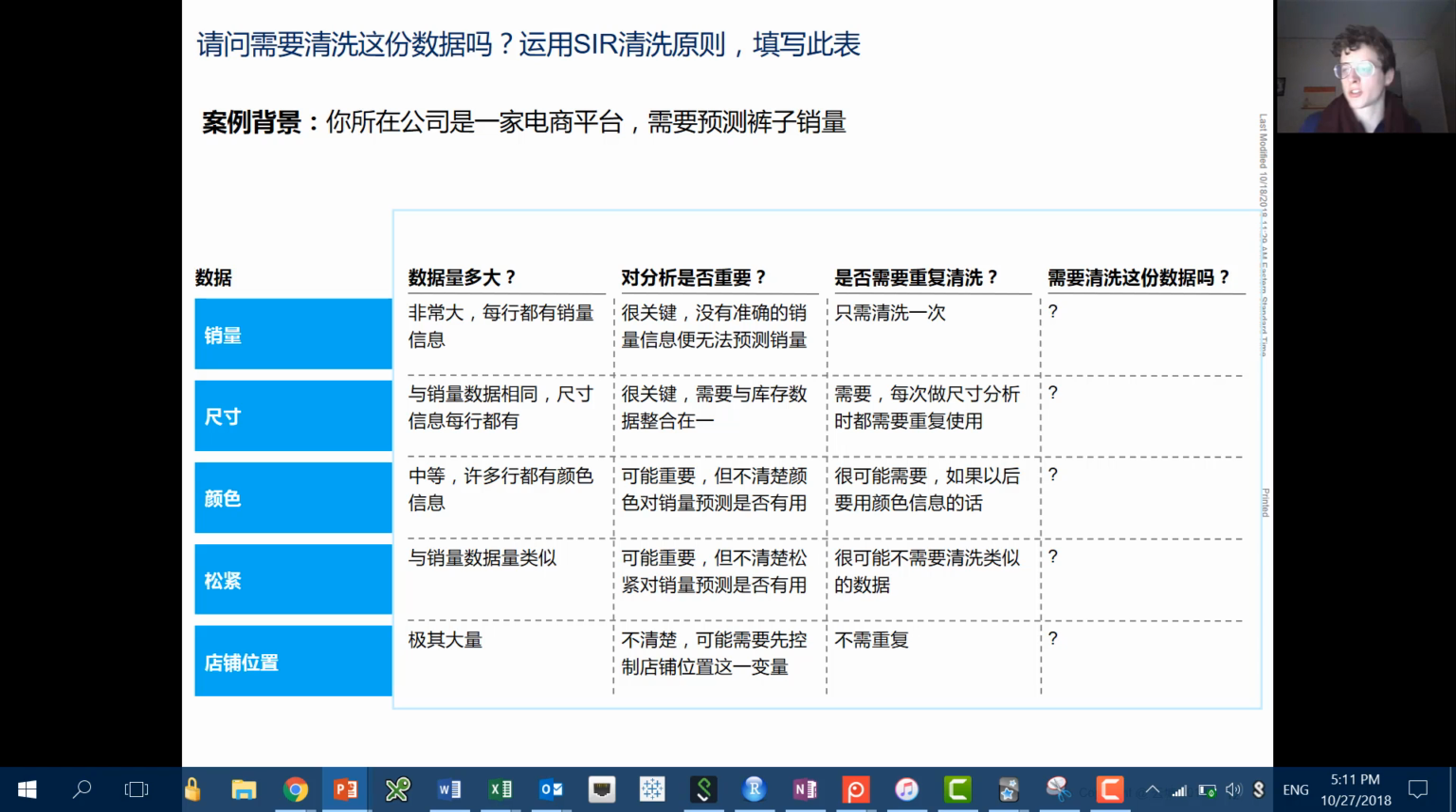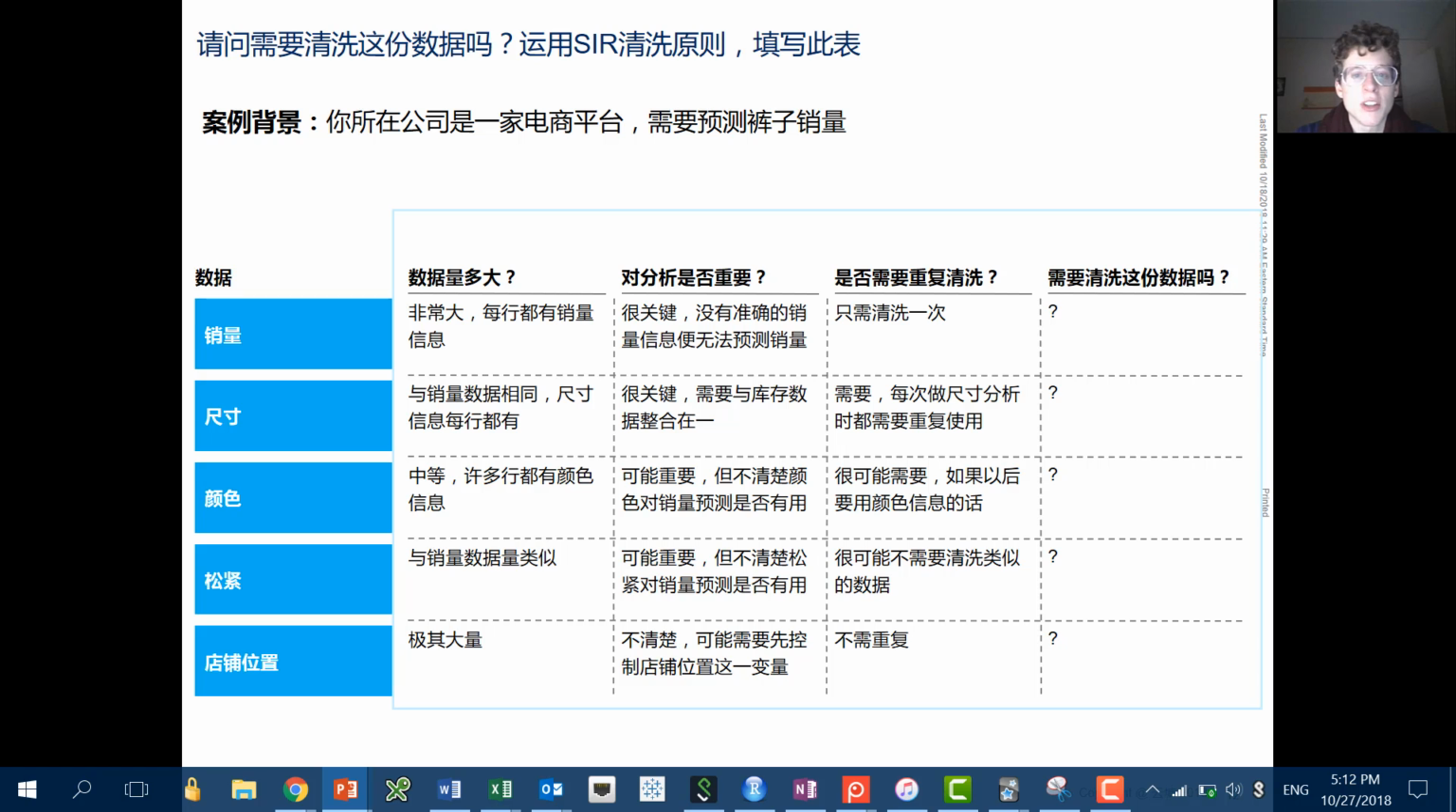And you have some data sources. One is sales itself. The next is size of the pants. The next is color. We have fit, which is the type of pants. Is it slim? Is it baggy? Is it wide? What type of pants are they? And then we have store location.